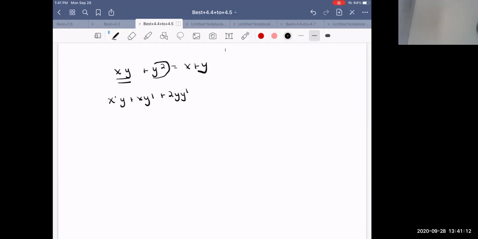So I took the derivative of this one, is equal to 1 plus, and if I take the derivative of y, I get y prime. Is everybody in agreement with that? The only one I didn't take the derivative of is here.